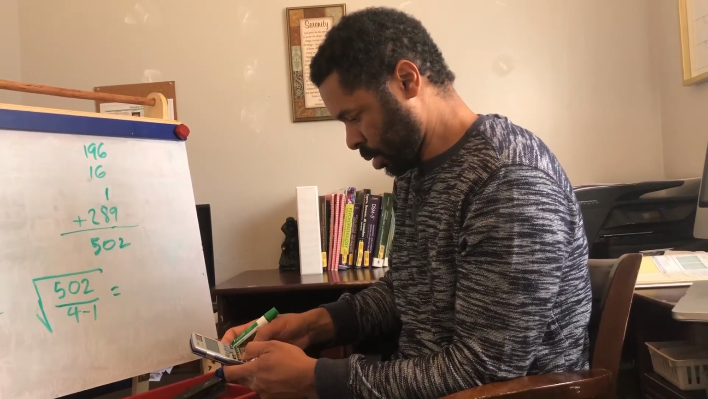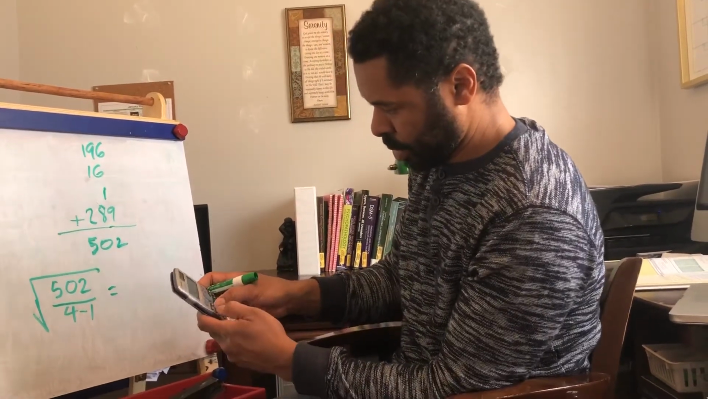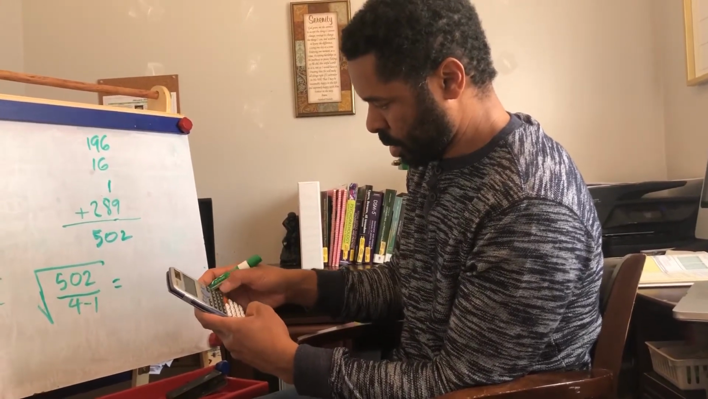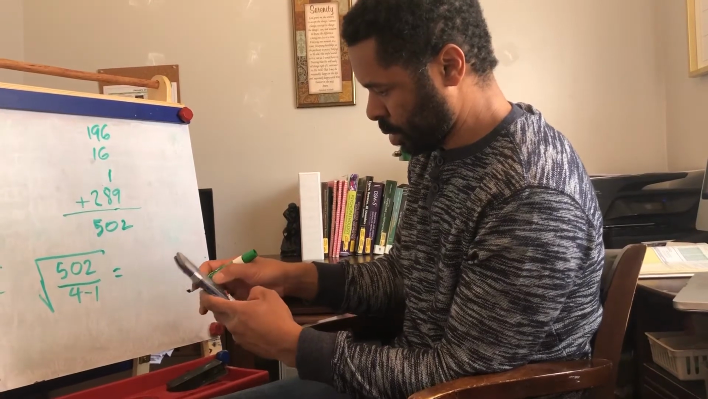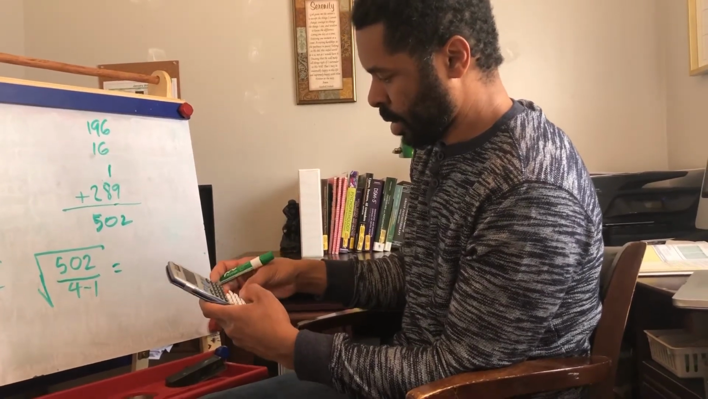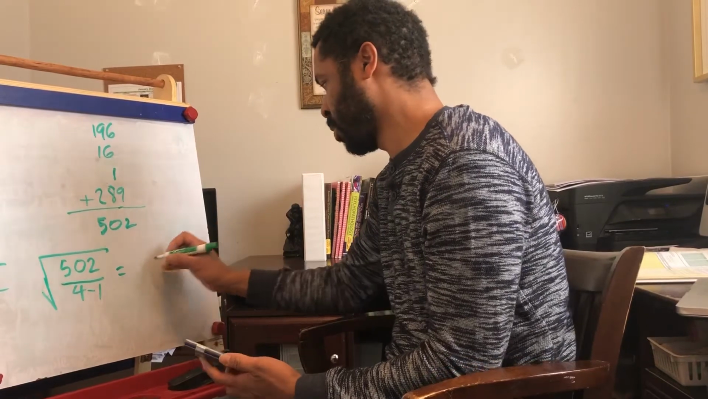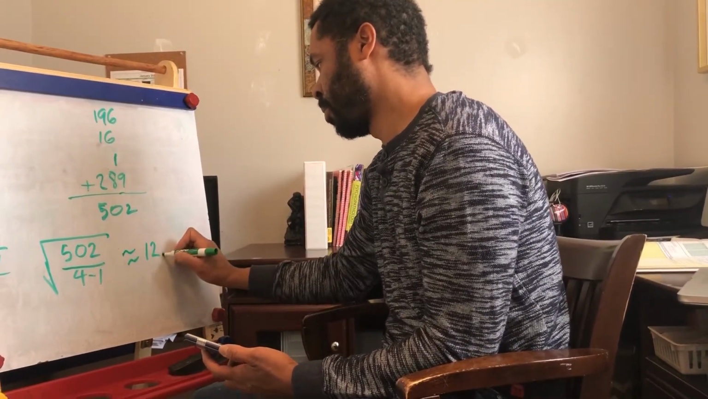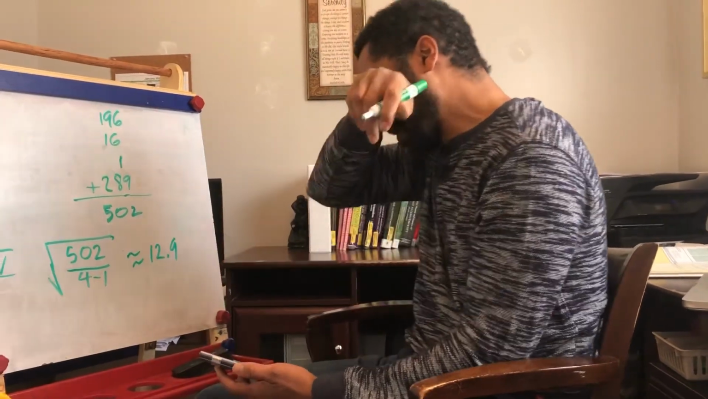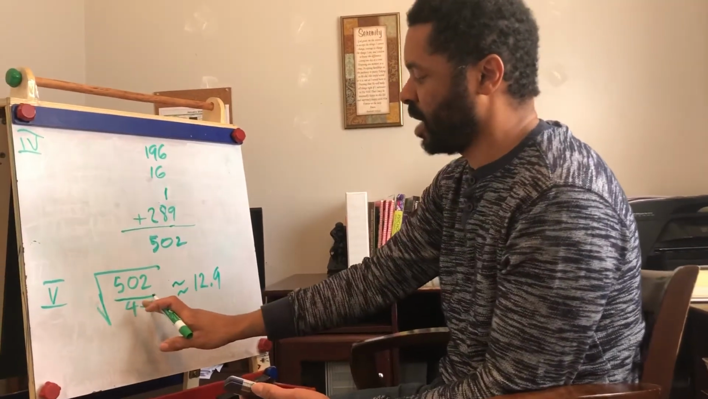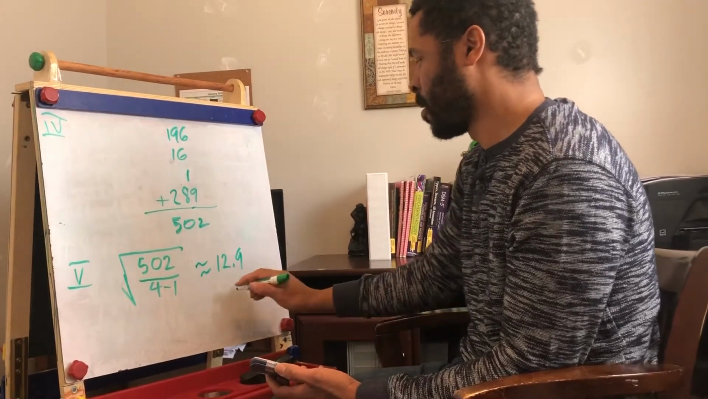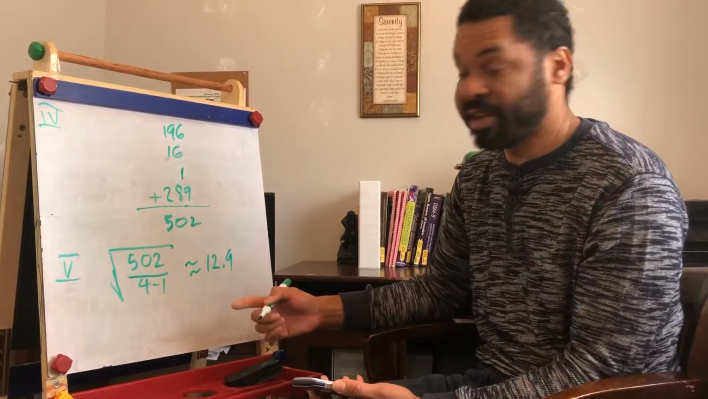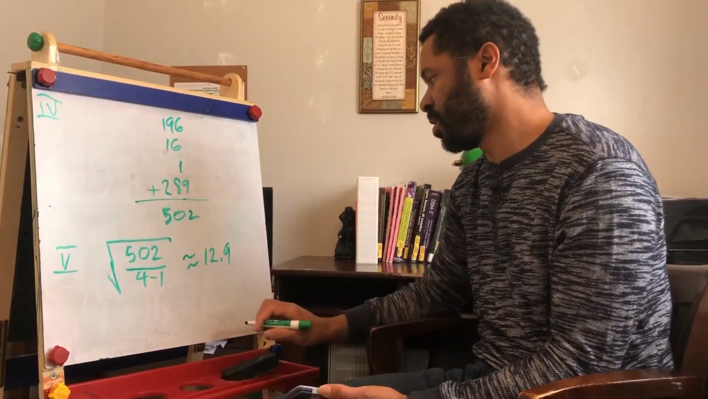All right, so the square root of 502 divided by 3, and I'm going to get approximately 12.9. So this standard deviation is different from the one before. This is called the sample standard deviation.